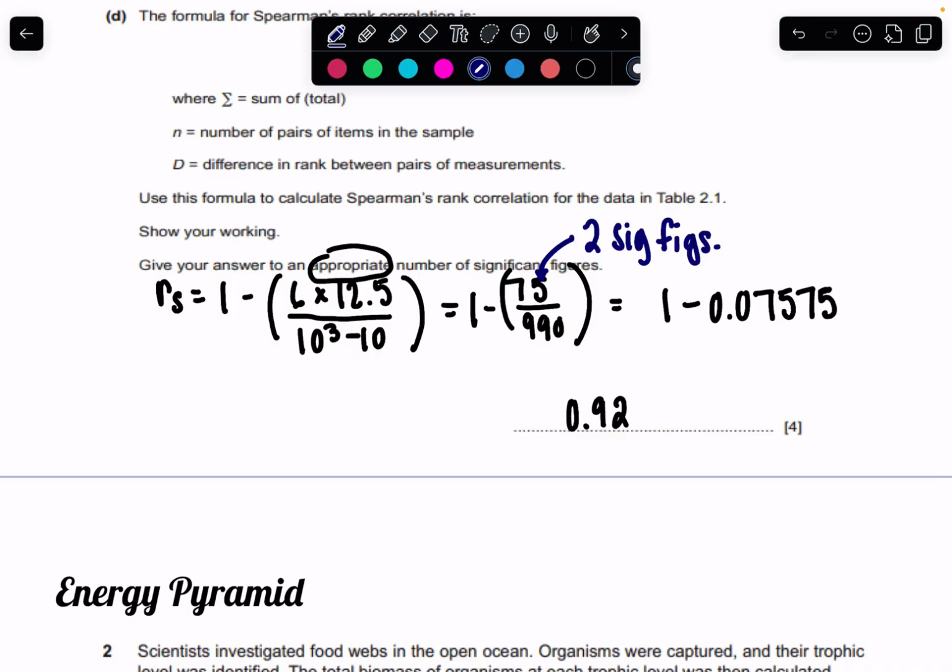Now, they will accept your answer if you were to write 0.924. However, your awarded points might be different. So just keep that in mind. Unless they tell you 3 sig figs, you're going to use anywhere from 1 to 2. And then if they specify, you would use 3. Remember, always use the information that Cambridge is giving you, so it'll make it much easier when you're answering questions.